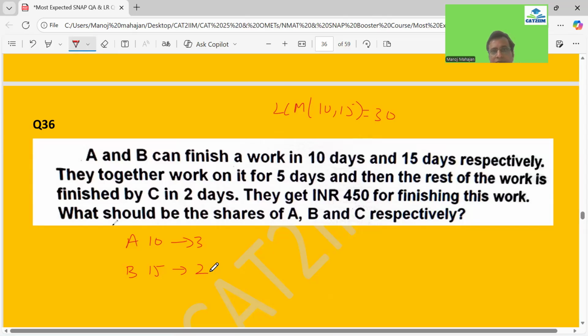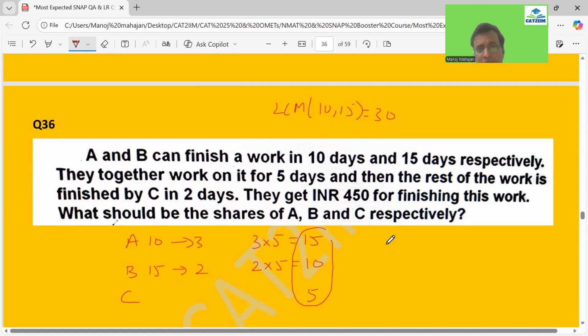Now together they work it for 5 days. So A worked for 5 days. So A did 15 units. B did what? 10 units. Rest of the work is done by C in 2 days, right? Okay, how many units are left out? 25 done by A and B. 30 minus 25 if I do is what? 5.